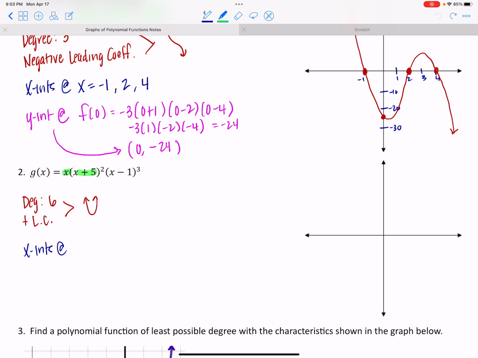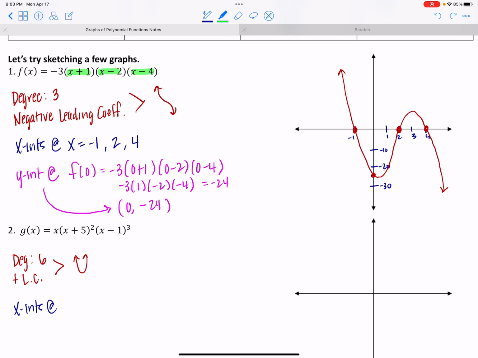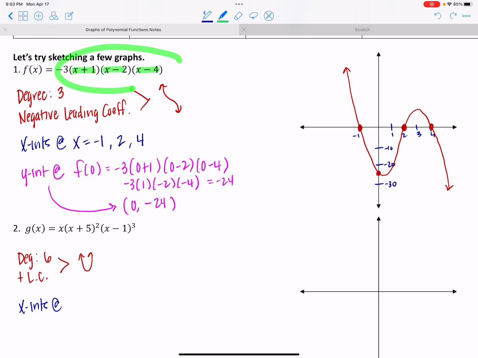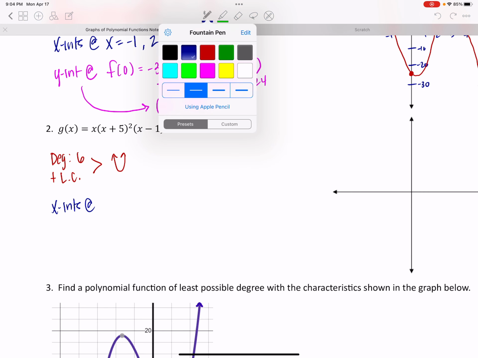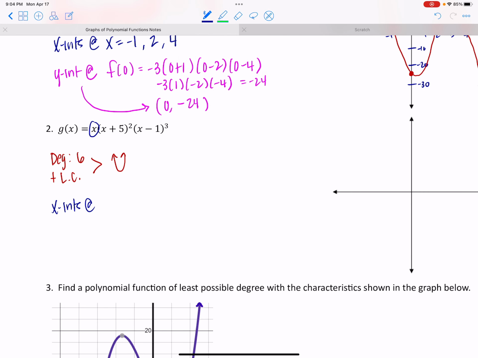But this time, we have multiplicities other than 1. So each of the factors in the previous problem happens one time, so I went straight through each of those roots. But here, this x-intercept's fine. So I'm going to have an x-intercept at 0, and that's got a multiplicity of 1. It's going to go straight through like we would expect.